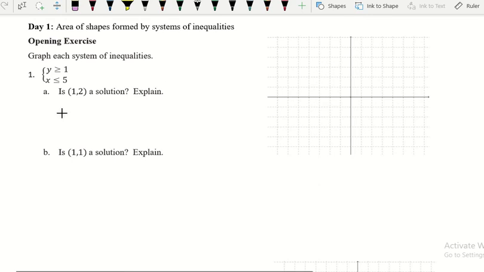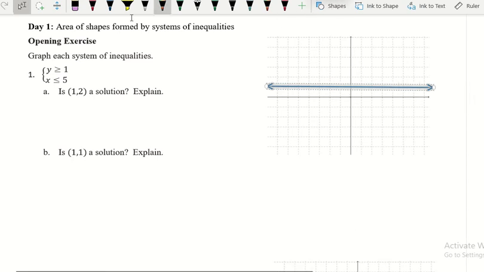Now, the first graph here is a graph using y is greater than or equal to 1. We kind of want to pretend like it's just an equation to start with. So y equals 1. So remember, y equals 1 is a horizontal line, and it crosses through the y-axis at 1. So it's got a slope of 0. That's why it's like 0x plus 1. Okay, and there's my line.